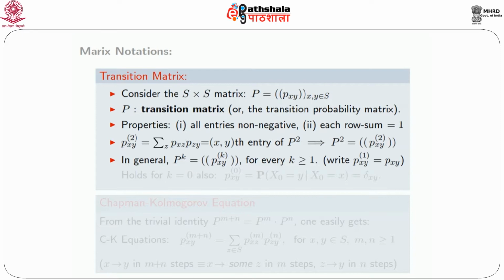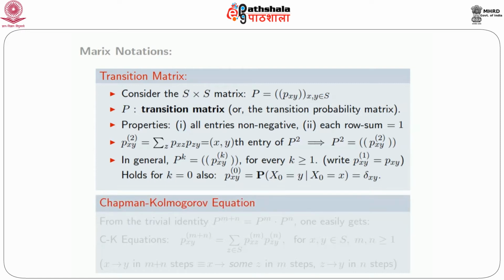Well, this is for all k greater than or equal to 1. For k equal to 1, Pxy1, the one-step transition probability, is nothing but Pxy. Just to complete the picture, we can write it for k equal to 0 also, where Pxy0 is the zero-step transition probability, which is of course delta xy, which as you all know is 1 or 0 according as x equals y or x not equal to y, and of course P to the 0 is the identity matrix. So everything matches up.